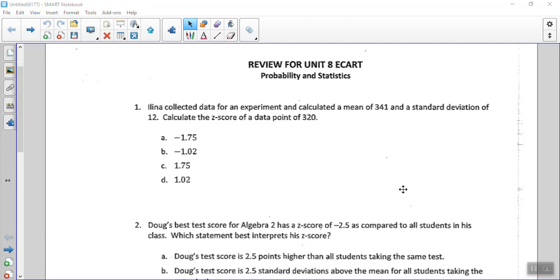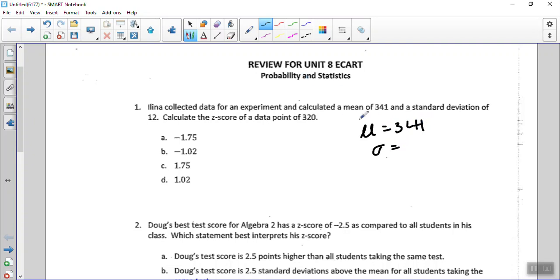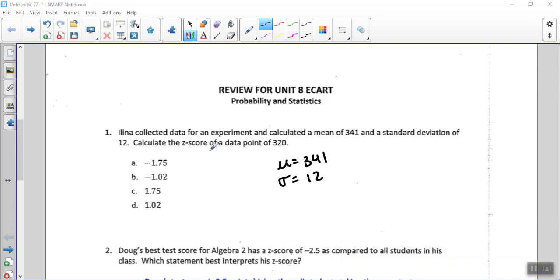Alright, so this is a review for the Unit 8 test on probability and statistics. The first question says Lena collected data for an experiment and calculated the mean to be 341 and a standard deviation of 12. Calculate the z-score of the data point of 370, and remember the z-score formula.